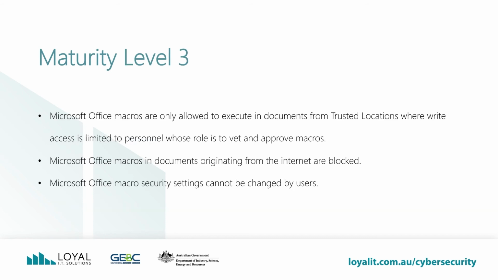To be fully aligned with Configure Microsoft Office macro settings maturity level 3, we must conform to the following strategies. Microsoft Office macros are only allowed to execute in documents from trusted locations where write access is limited to personnel whose role is to vet and approve macros. This isn't too challenging to set up on a network which has a Microsoft Windows server running it. This is more difficult when you only use Microsoft 365 and SharePoint and you don't have a Windows server.